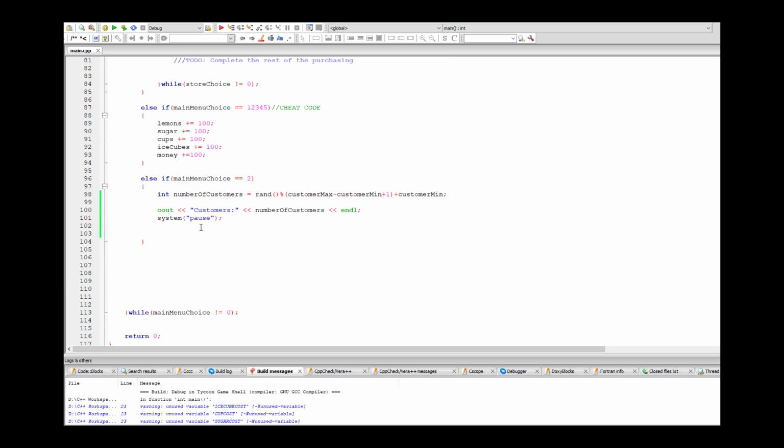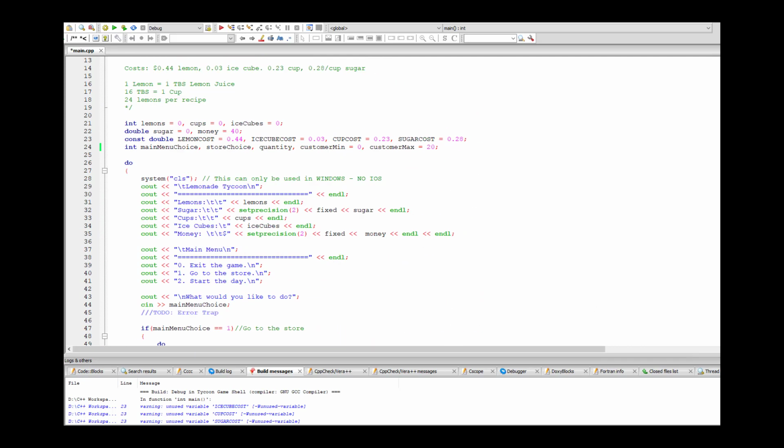All right, so we are generating customers, but so far we're not doing anything with them. What we're going to do though is create a jug of lemonade for each one of the customers that we have. So we're going to have int servings. Now a jug, we said, is going to hold 10 servings, right?